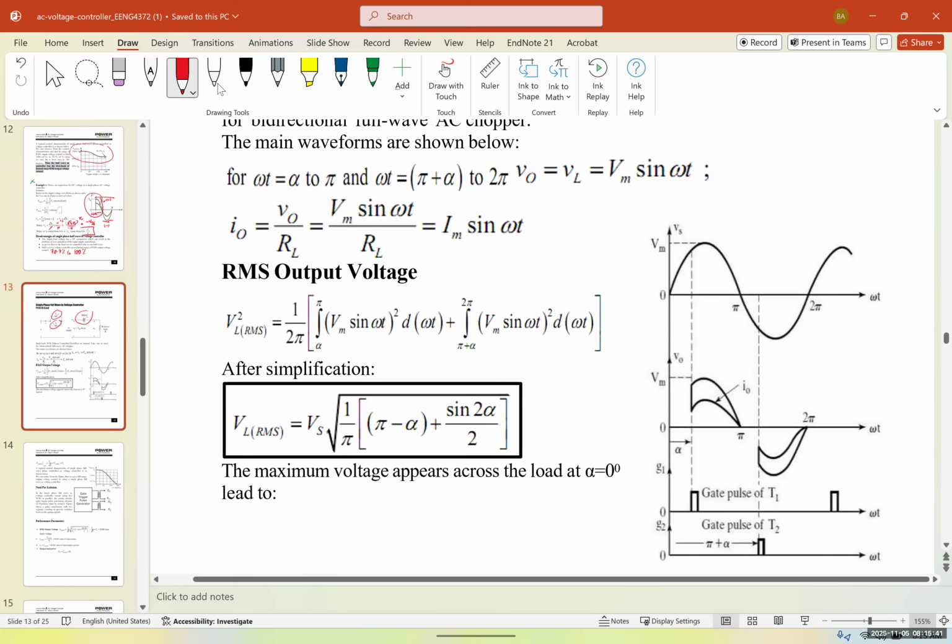Now for the previous one, we saw that we only had control on half of the cycle, and the output looked like this for the voltage. But here we have control over both the positive and the negative. By the way, the upper one is the voltage. I'm going to draw it with blue. And the lower one is the current. I'll draw it with green. So voltage, blue, and current, green.